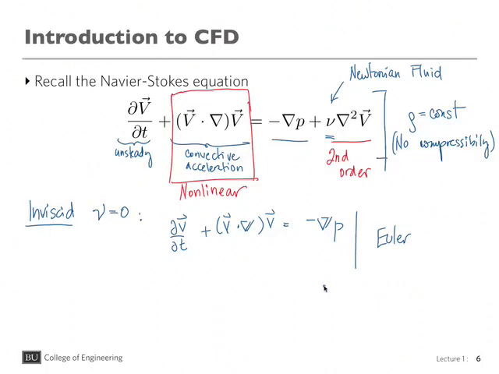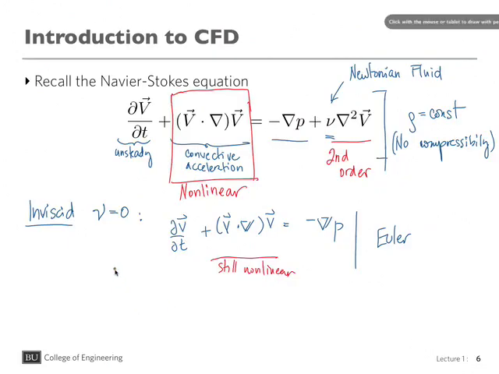Now, the Euler equations are, of course, simpler. We don't have viscosity, but notice that it's still nonlinear. So it still has these properties of the Navier-Stokes equations that are going to make them a little bit difficult to analyze and to compute. So in the inviscid approximation, we still have this nonlinearity.